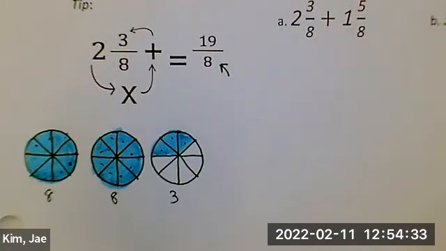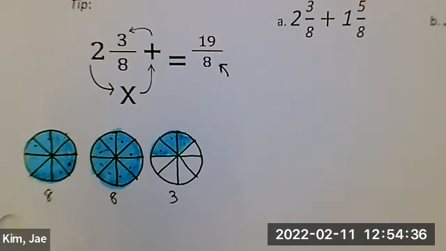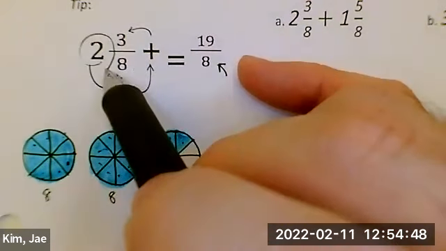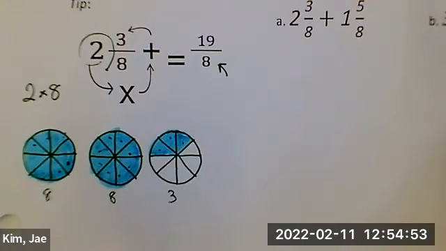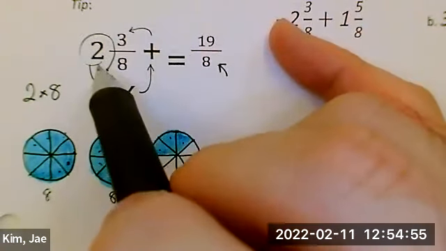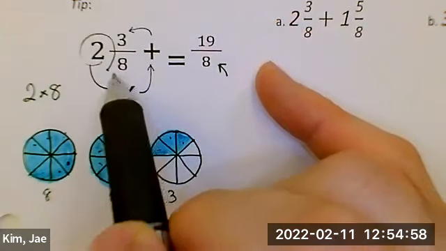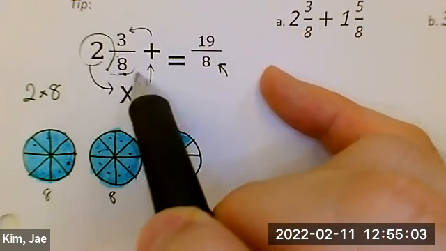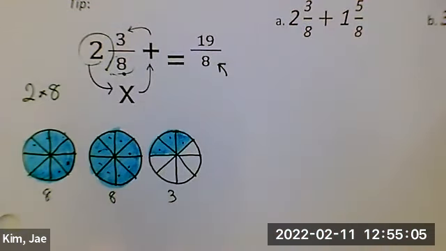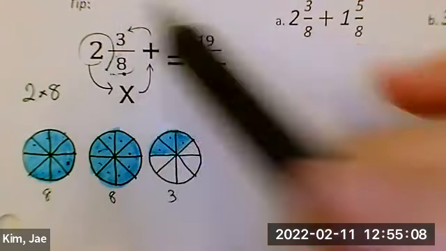Does that make sense? But instead of adding 8 plus 8 plus 3, instead of adding and adding and adding the same number, what's a shortcut for adding? Multiplication. So if I have 2 wholes, that means I have 2 8 pieces. So that is why when you see a large whole number, you multiply that by how many pieces each pizza has, and then you add it to the fraction that's left over. So we have a multiplication and then an addition.